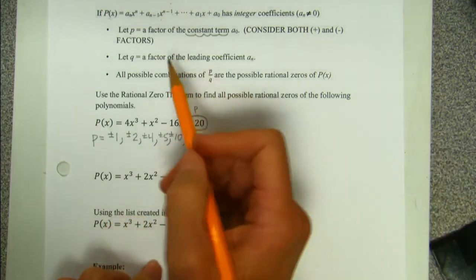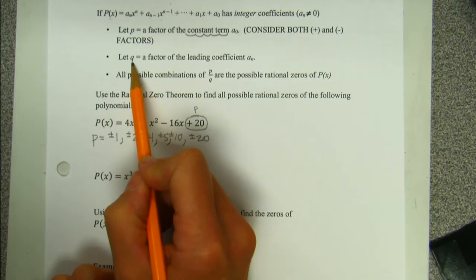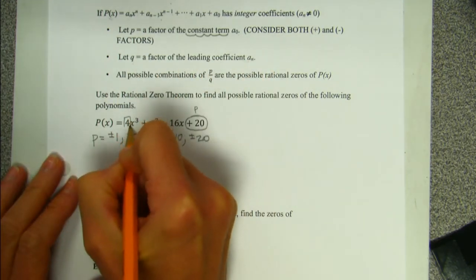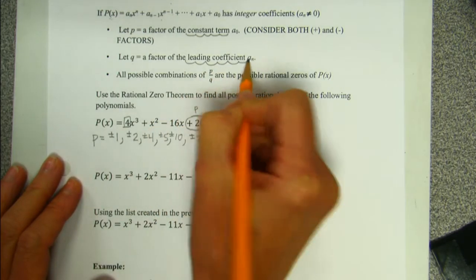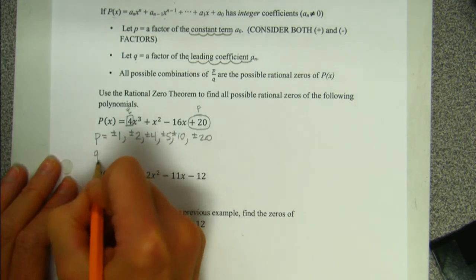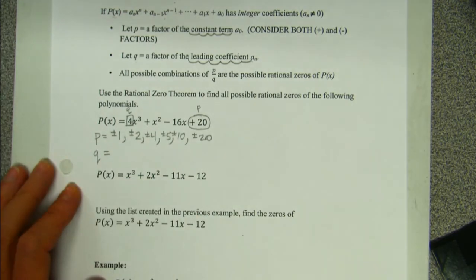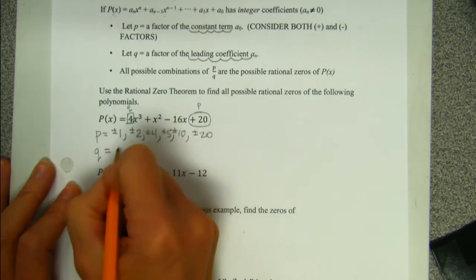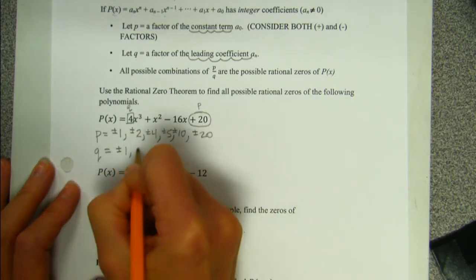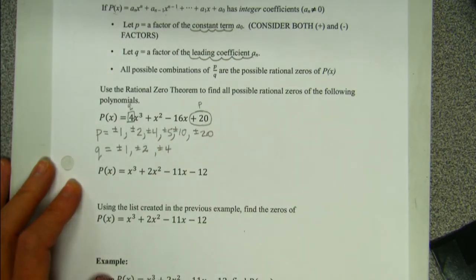All right. The next bullet point says, let Q be a factor of the leading coefficient. Okay, we're going to look here, leading coefficient. And we're going to make a list of the factors of our leading coefficient. The factors of 4, plus or minus 1, plus or minus 4, plus or minus 2. 2 times 2 is 4. 3 doesn't go into it. We're done. These are the factors of 4, the numbers that go into 4 evenly.